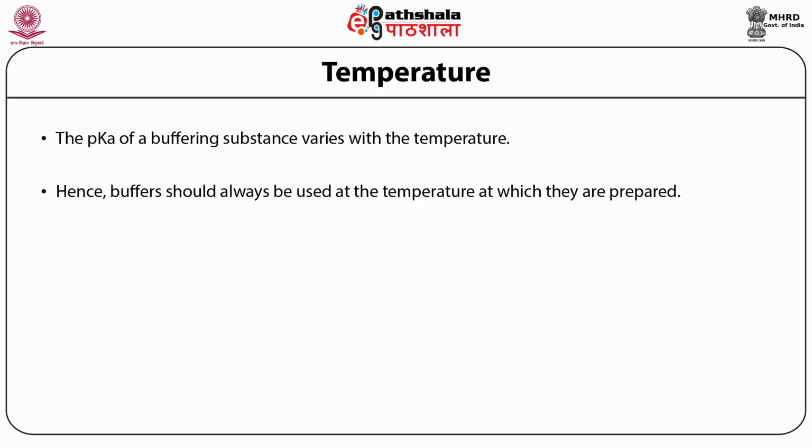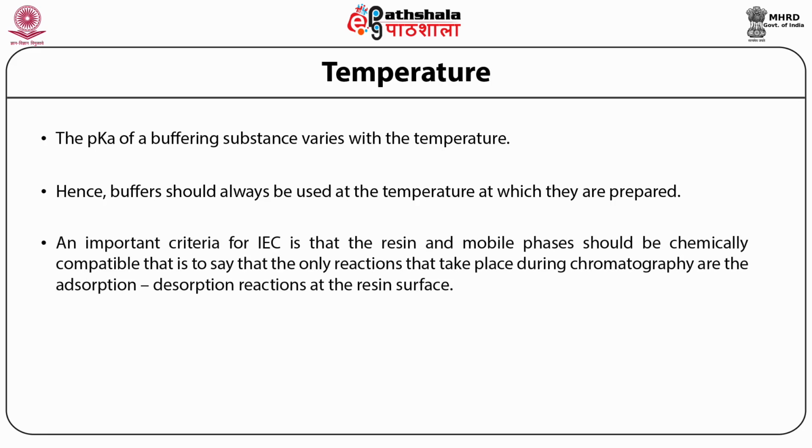with change in temperature. An important criterion for ion exchange chromatography is that the resin and mobile phases should be chemically compatible. That is to say that the only reactions that take place during the chromatographic procedure are the adsorption and desorption reactions at the resin surface, and that no chemical reaction takes place.